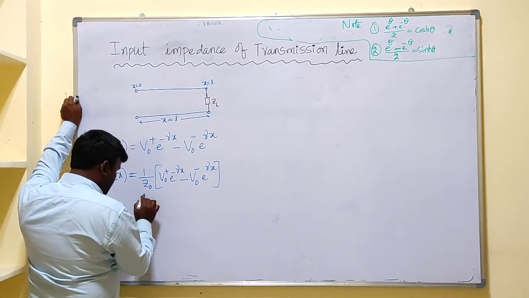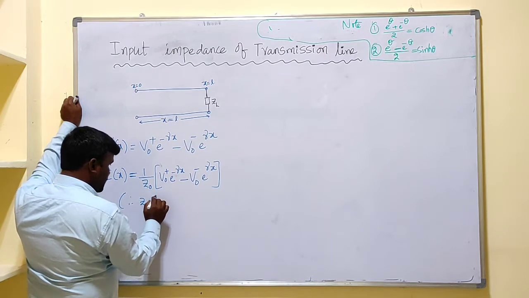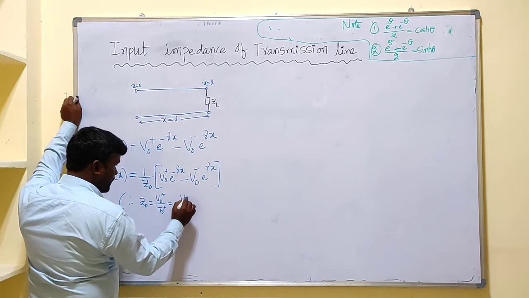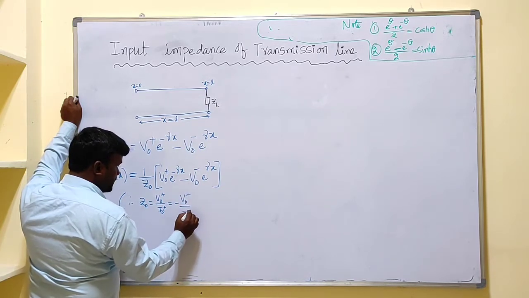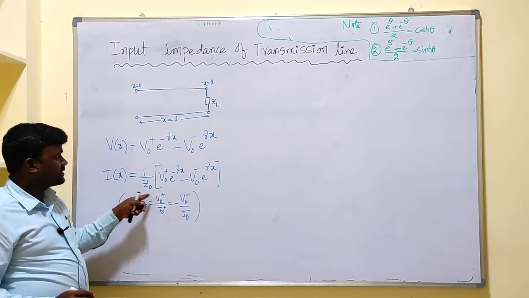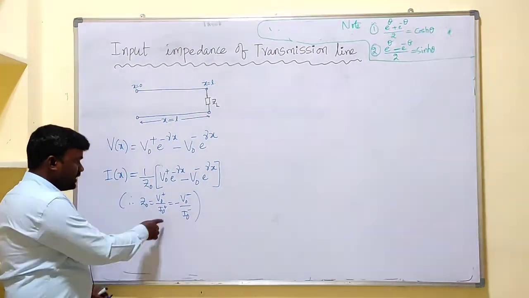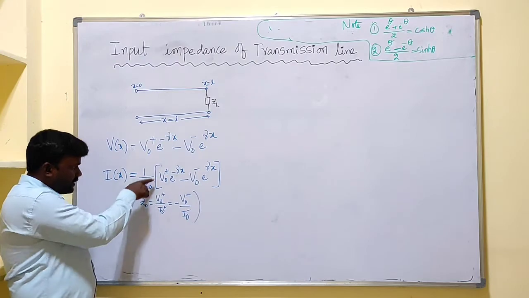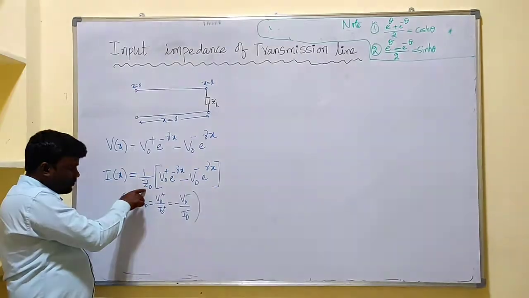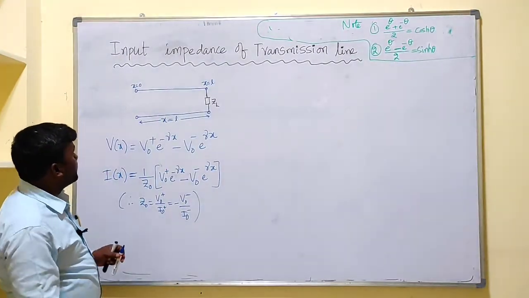Of course, we have the relation z naught is taken as V naught plus by I naught plus, or else it is equal to minus V naught minus by I naught minus. Basically, we can write I of x as I naught plus e to the power minus gamma x plus I naught minus e to the power gamma x. That I naught plus can be replaced with V naught plus by z naught, and I naught minus can be replaced with minus V naught minus by z naught. Clear? Now, we need to determine input impedance.